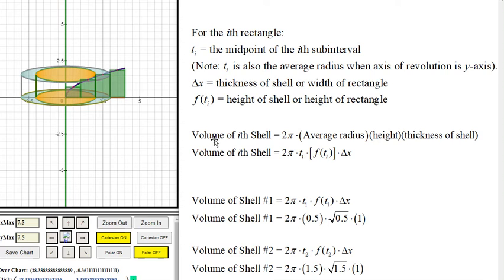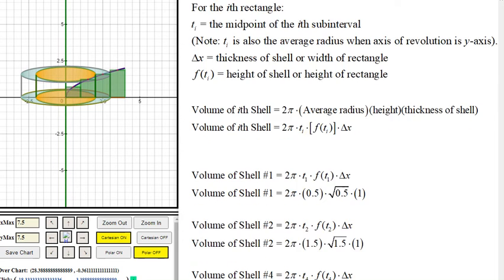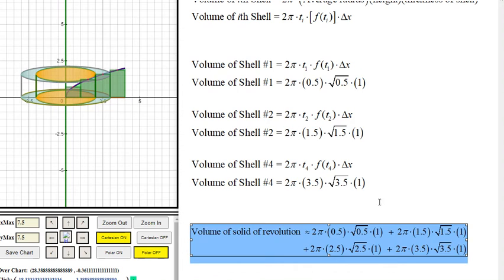And then the volume of the ith shell will be 2 pi times the average radius times the height times the thickness of the shell. And so it will be 2 pi, the average radius is t sub i for cases where the axis of revolution is the y-axis. And then the height is just f of t sub i, and the thickness of the shell is delta x. And so we calculated the volume of shell number 3. The volumes of the other shells would be calculated similarly.